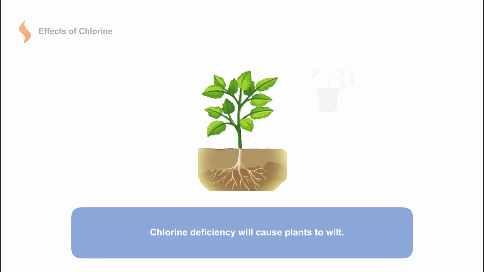Chlorine deficiency will cause plants to wilt. It will cause lower root growth. It will cause leaves to undergo chlorosis. It will cause lesser fruit production.